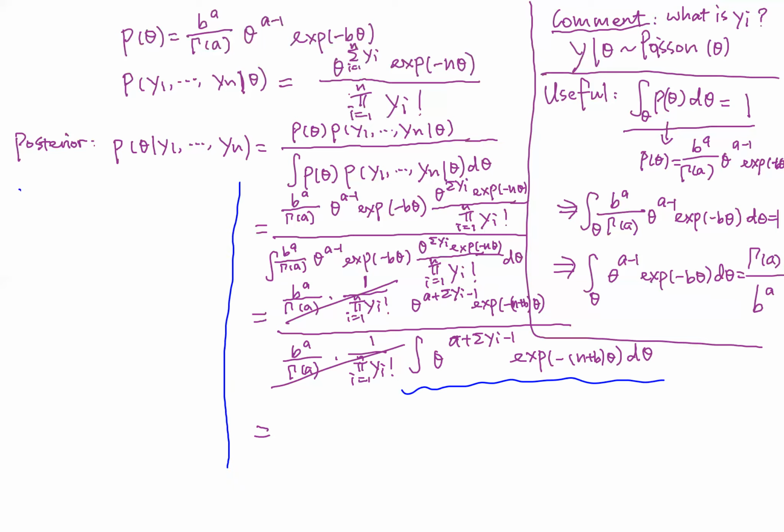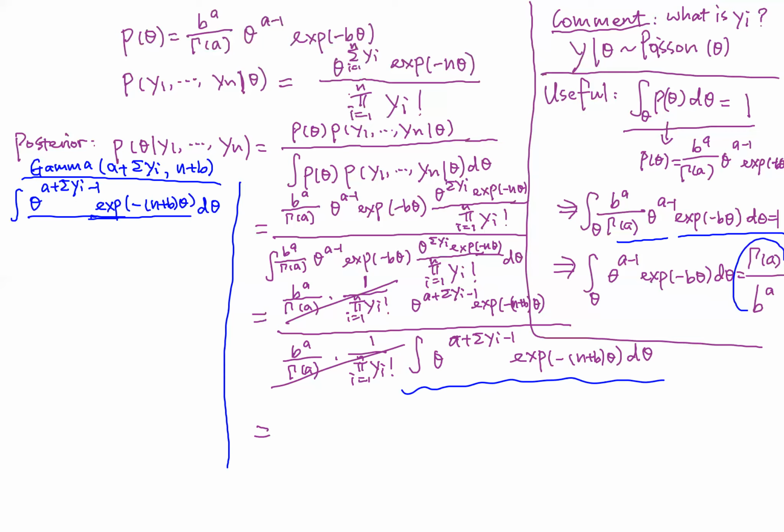Just formally once, because we are curious about how to get this. What we know is that this is the kernel of a particular gamma, and the particular gamma, if we're going to guess, will be gamma(a plus sum of y, n plus b). In order to get the entire PDF, the normalizing constant for gamma(a, b) is b to the power of a over the gamma function of a. So for gamma(a plus sum of y, n plus b), it will be the new b to the power of the new a, over gamma of the new a.